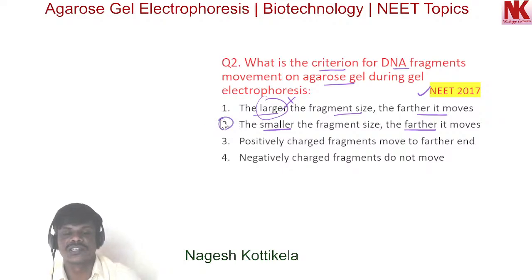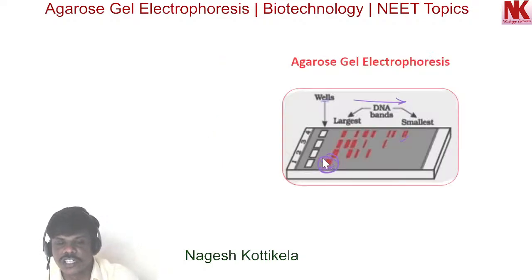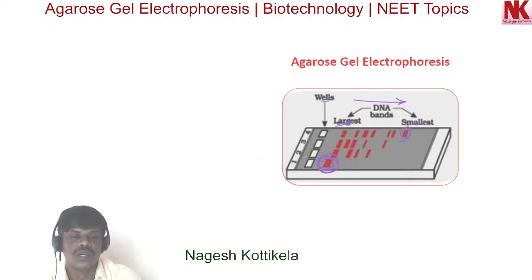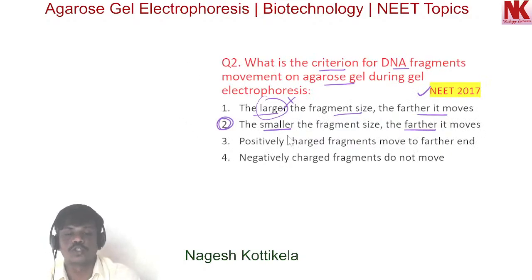Yes, this is correct. If the DNA fragment is smaller, it will move farther. If you see here in this picture, this is the DNA fragment with larger size. This is the DNA fragment with smaller size. So the smaller the DNA size, the farther it will move. You can see here, largest DNA fragments are here, smallest DNA fragments are here. So they are moving fast. Smallest DNA fragments move fast in this direction. So option 2 is the appropriate option. The smaller the fragment size, the farther it moves.